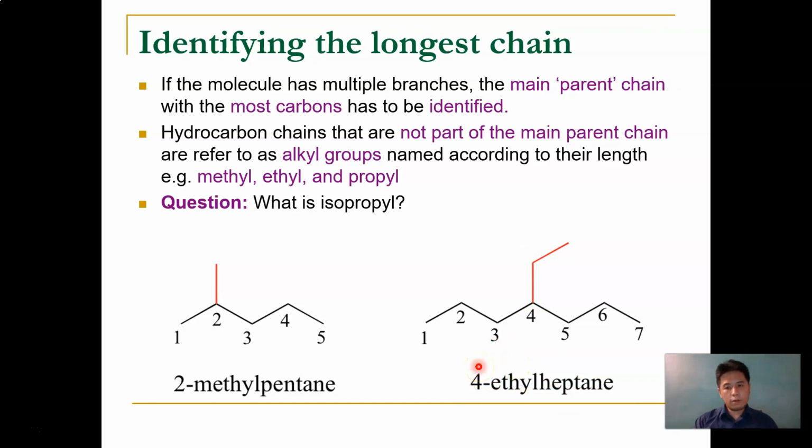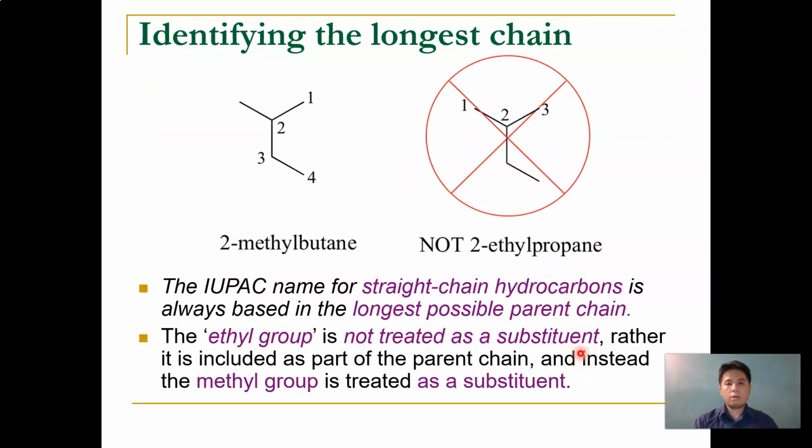Okay, so quite often people will actually draw the parent chain horizontally this way. But don't immediately assume that just because it's drawn horizontally, it is the parent chain, because this is not a rule. So for this one, the parent chain is drawn vertically, 1, 2, 3, 4. So this one is not 1, 2, 3. So it is 2-methylbutane and not 2-ethylpropane. So you go for the longest possible chain, and anything that's not a part of the parent chain is the substituent group.